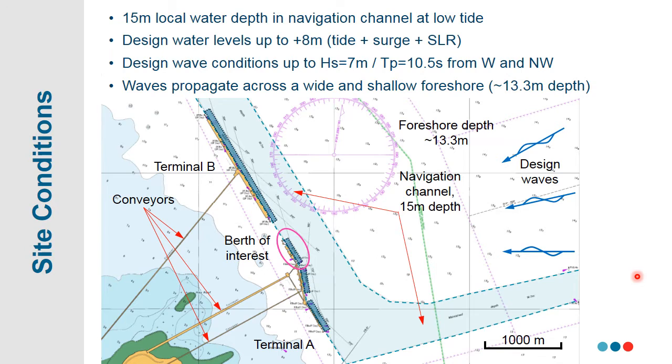Let's now look at this site in a bit more detail. We're focusing on this particular berth, the north berth at Terminal A. In this dredged navigation channel you have a 15-meter local water depth. You have at the site design water levels up to +8 meters. You have design wave conditions up to Hs 7 with peak periods of about 10.5 seconds, approaching from the west and the northwest directions. These waves have to propagate across a broad and shallow foreshore where the water depth is about 13.3 meters. This foreshore and its effect on the waves has a big influence on the wave conditions at this berth.